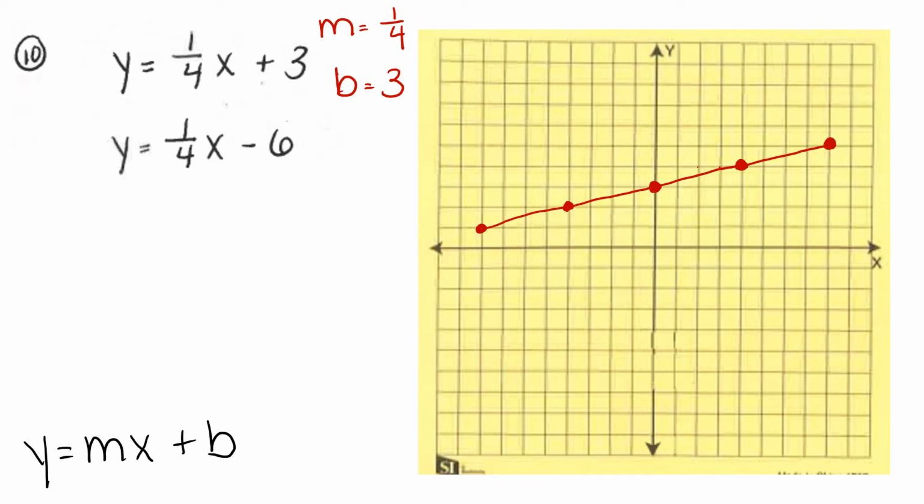For our second equation, we again pull out the rate of change, 1/4 x. And our b value, the -6. Starting at 0, we graph the -6 first. And then we follow our same pattern of a positive 1/4. So positive is up, up 1, and then over right 4.